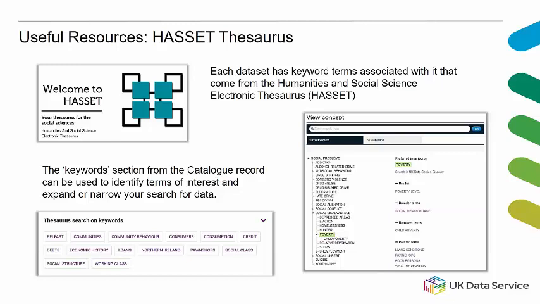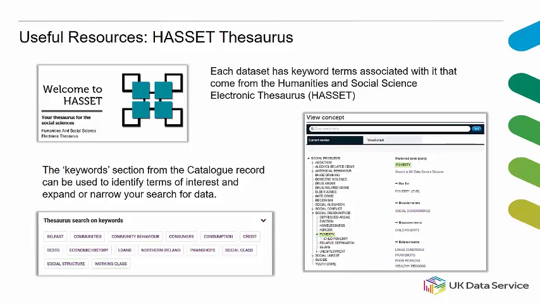Finally, we move on to our HASSET Thesaurus. Each dataset in our catalogue has key terms or keyword terms associated with it that come from the Humanities and Social Science Electronic Thesaurus, also known as our HASSET Thesaurus. You will see an example of these keywords as they appear in our data catalogue records in the bottom frame of this slide. These keywords link to regular searches conducted in the main catalogue, but our HASSET Thesaurus can help you explore topics as it links together these keywords and registers them under umbrella terms.